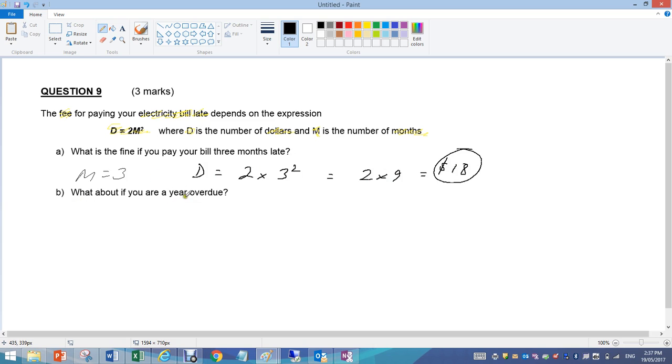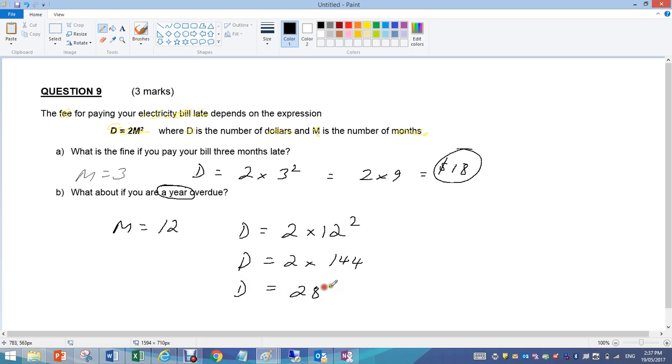What about if you're a year overdue? So a year, that's the key word. So if it's a year, M must be 12 months. So D equals 2 times 12 squared, because 2m squared. 2 times 12 squared is 144. So that's $288. That's a bit of a silly question. The electricity company's not going to keep your electricity on if you've paid a year late. They're going to cut you off.